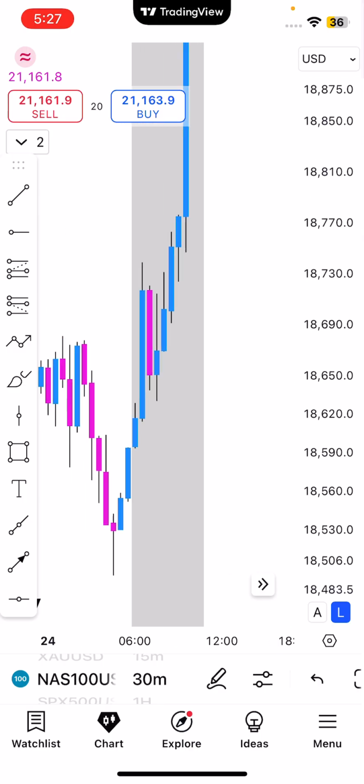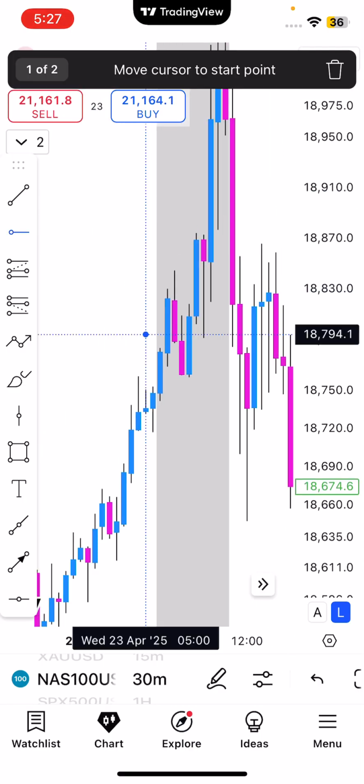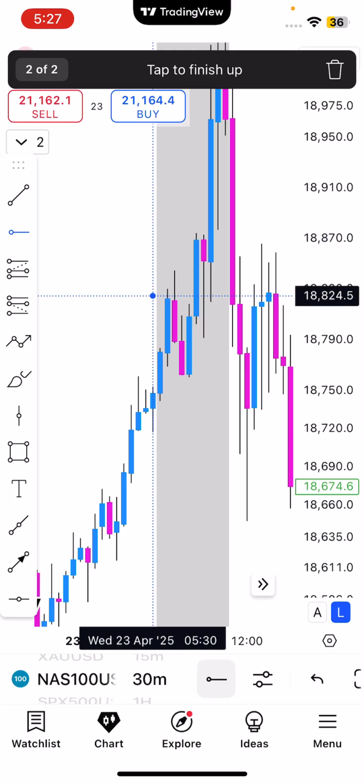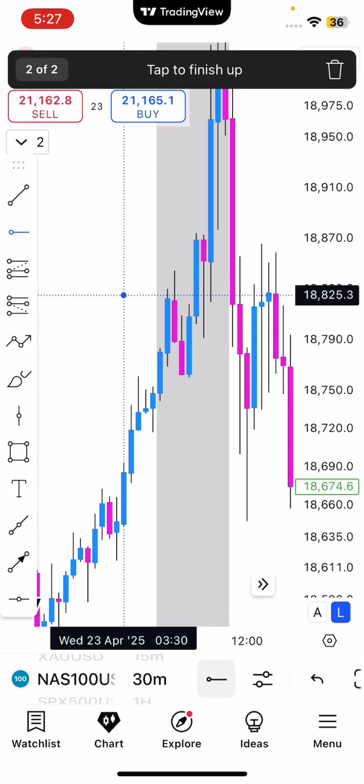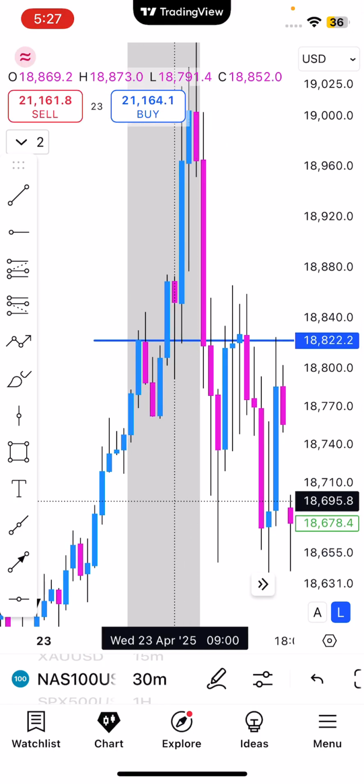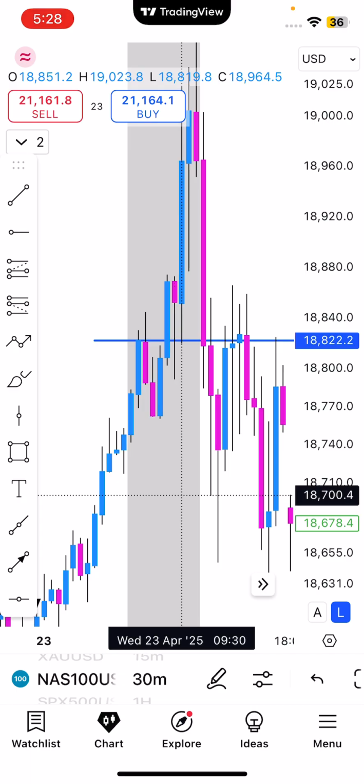This one pretty much gave us nothing on that 30-minute time frame. This one gave us a setup. Beautiful, clean, nice break and retest. 9 o'clock respected, 9:30 entry. So yeah.